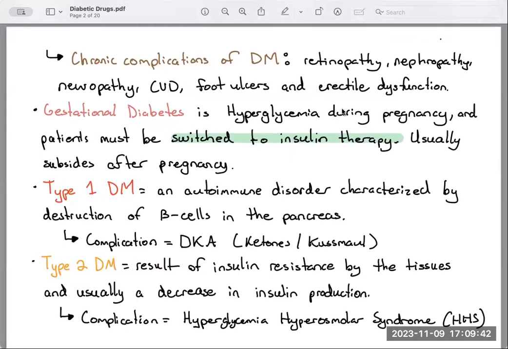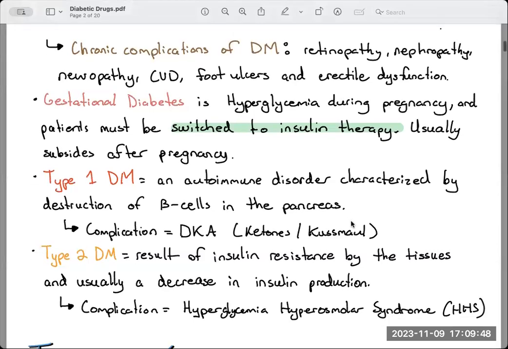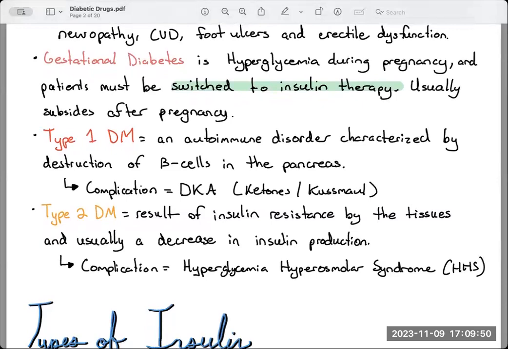We could have cardiovascular problems, foot ulcers, and even erectile dysfunctions. Now, something that I really want to emphasize, the reason I'm going into the differences of the different diabetes, is because certain medications are only given for certain types of diabetes. So, gestational diabetes and type 1 diabetes mellitus only take insulin.